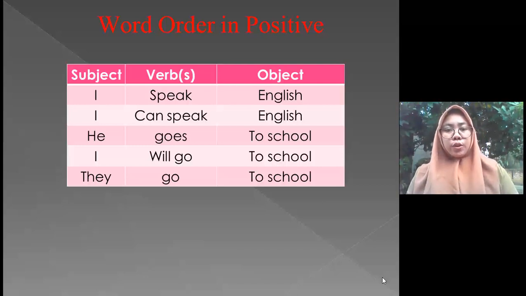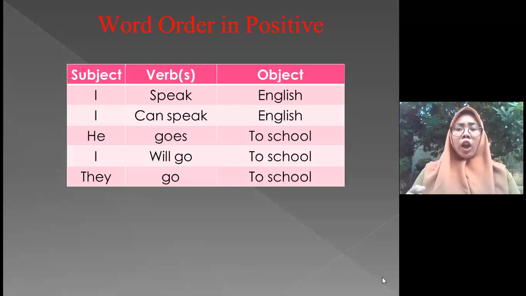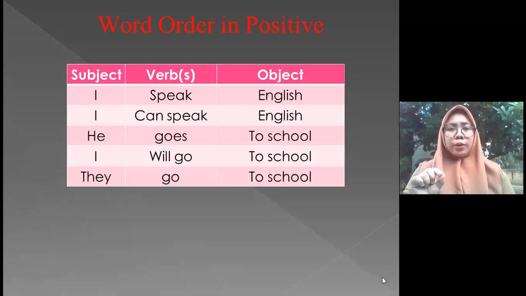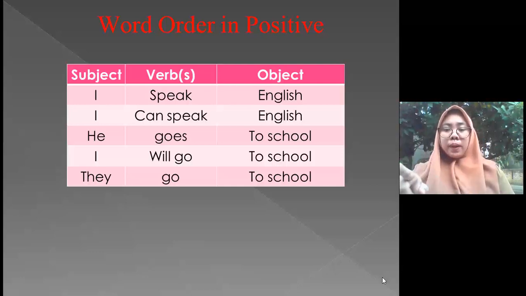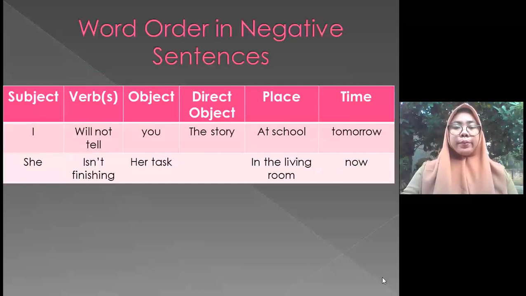She goes to school. I will go to school. They go to school. If you look at the auxiliary verb, you can put your auxiliary before the verb. That's the correct one. Like I can speak English, the modal is can. And then I will go to school, the modal is will. You can put the word will before the verb. That's the point.